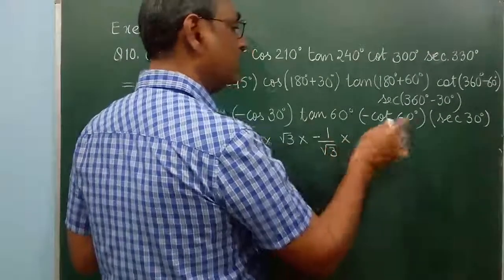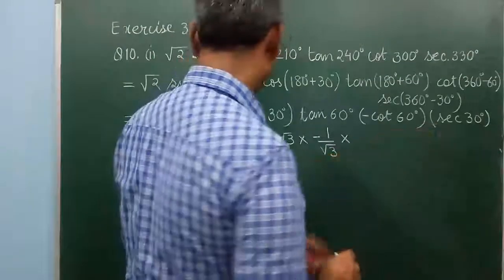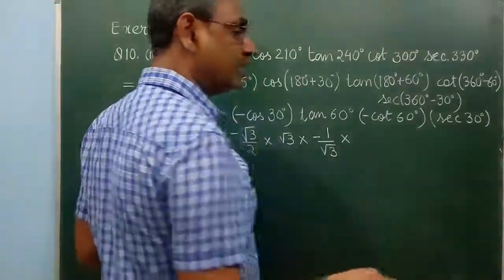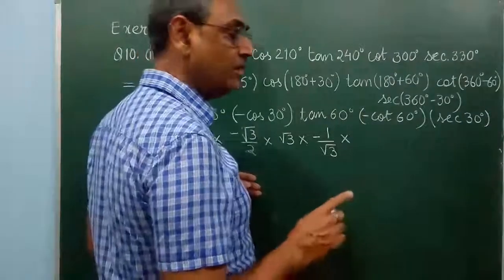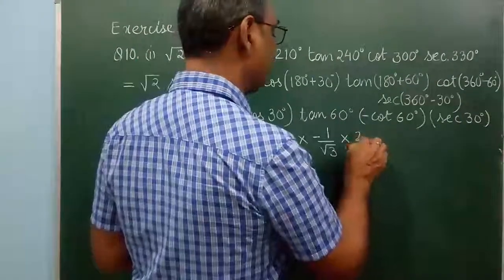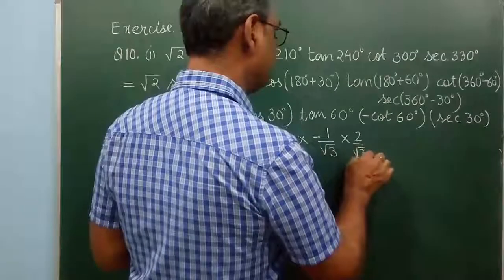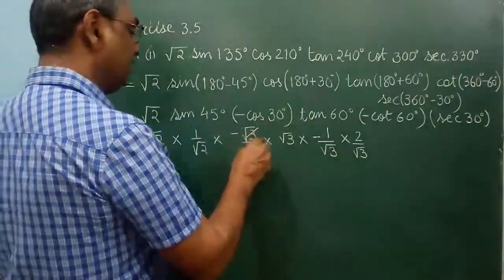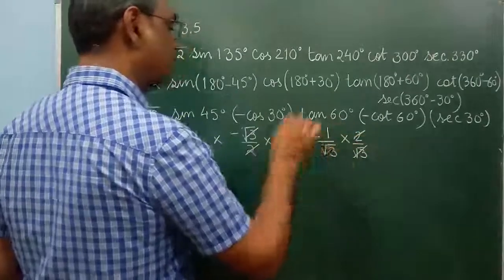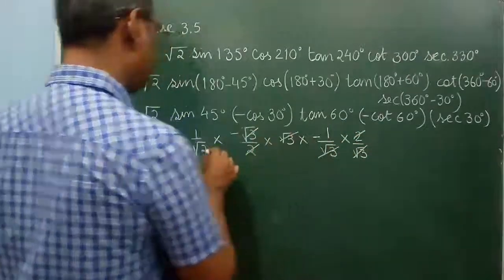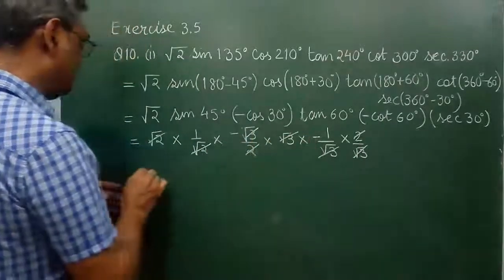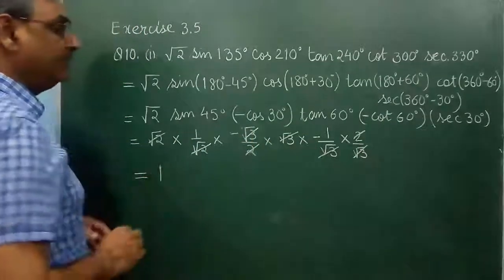Into this, what is this? This is sec 30. Sec 30 is the reciprocal of cos 30 and this is 2 upon root 3. Now see here, this can be cancelled, this can be cancelled, this can be cancelled. Minus into minus will become plus, so the answer will be 1.